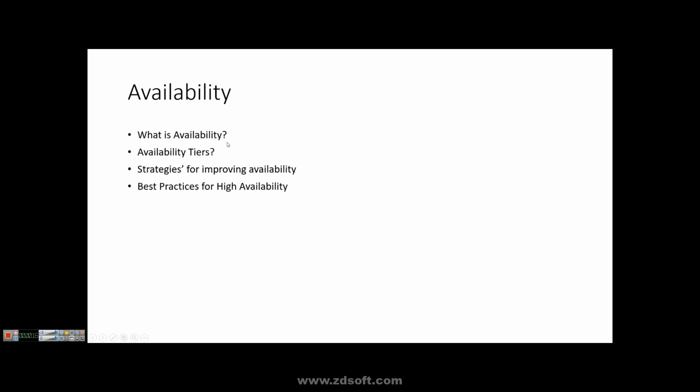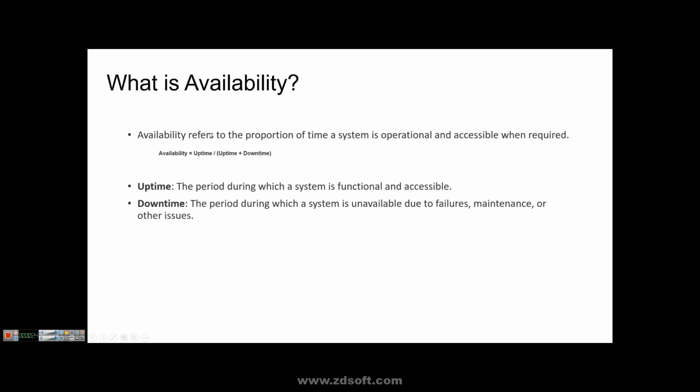Firstly, we will discuss what availability is, what the different availability tiers are, what the different strategies to improve availability are, and what the best practices for high availability are. So first, what is availability? Availability refers to the proportion of time a system is operational and accessible whenever required, and it is always calculated as a percentage. That is, uptime divided by the sum of uptime and downtime is availability.